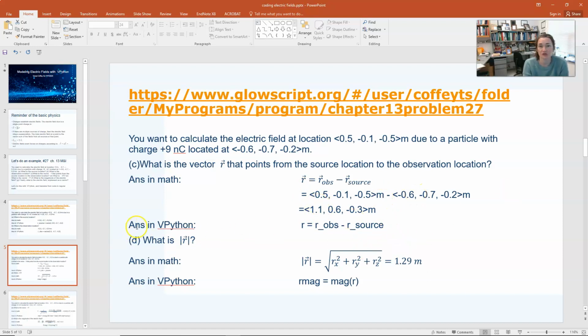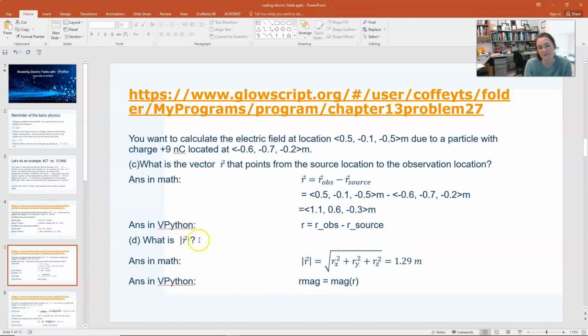Now, how would you do it in VPython? Well, all you have to do is tell VPython, hey, I have a new variable. I'm going to call it r. And this new variable is the subtraction of my already named variables, r obs and r source. So r is equal to r underscore obs minus r underscore source. And now VPython knows what that vector is.